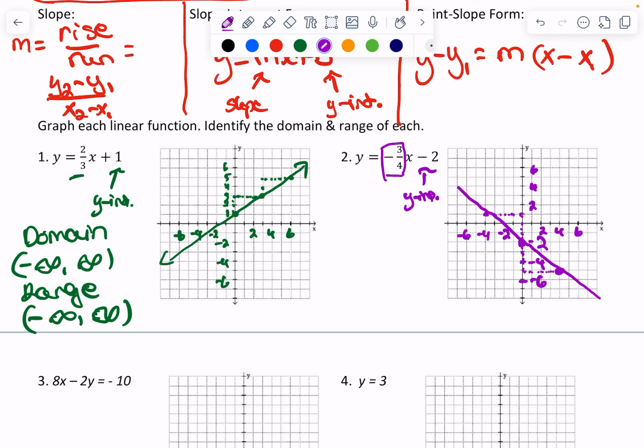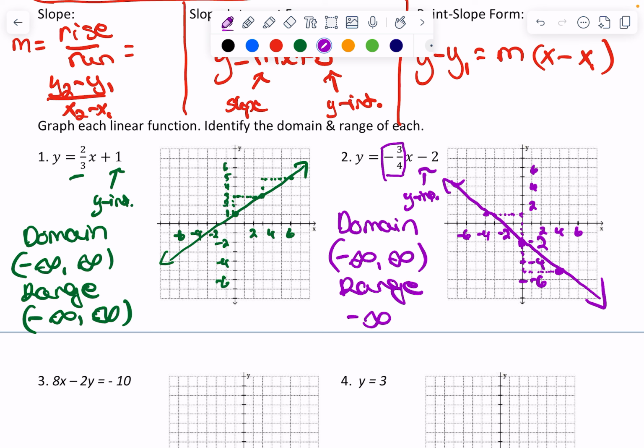There's our downhill graph. Now, our domain, just like all linear functions, is going to be negative infinity to infinity. That does not change. The same with the range. There's no limitations on either one of them. It keeps going and going, left and right and up and down.